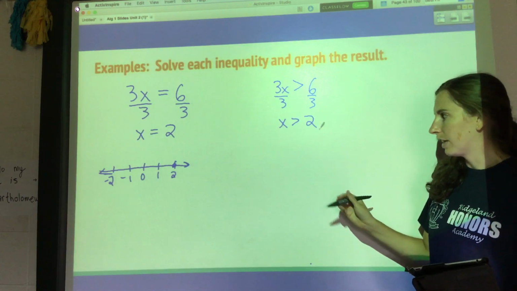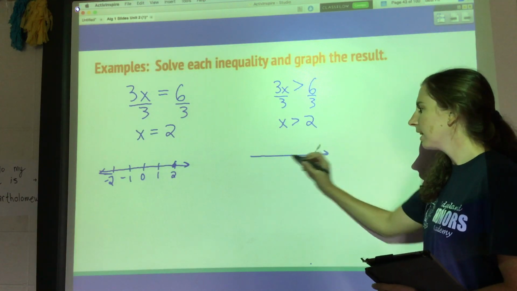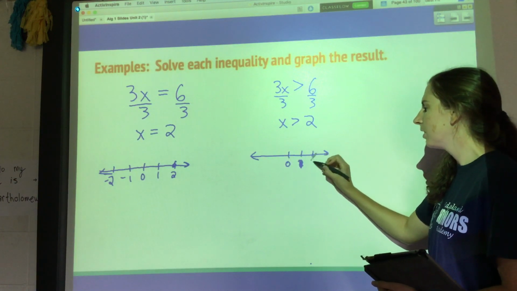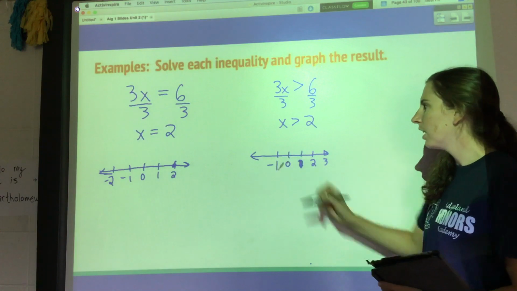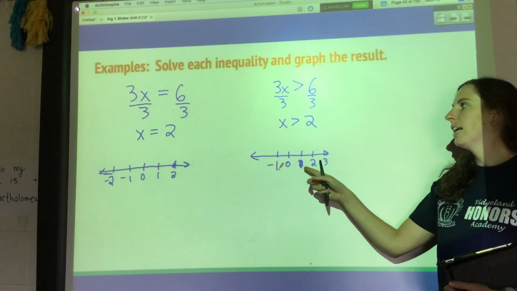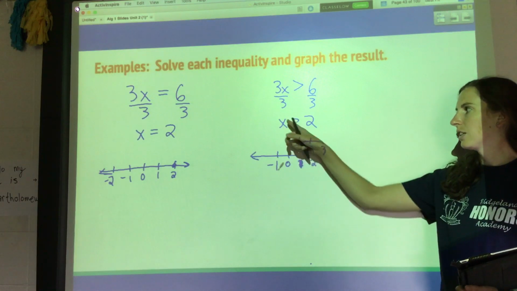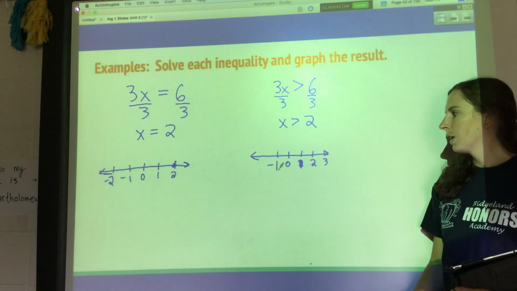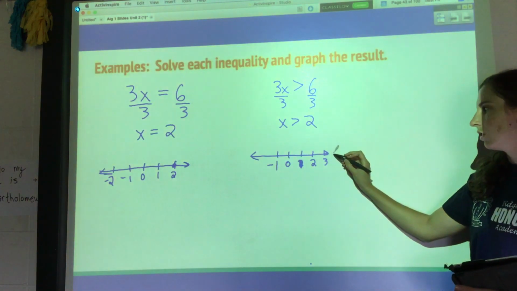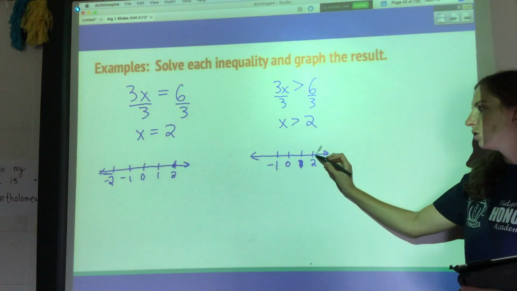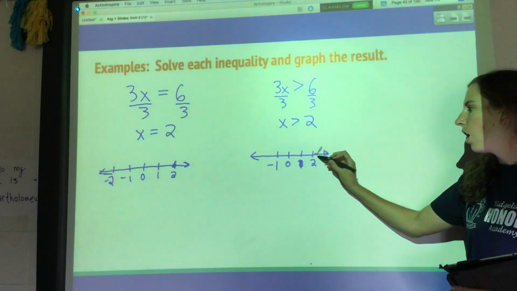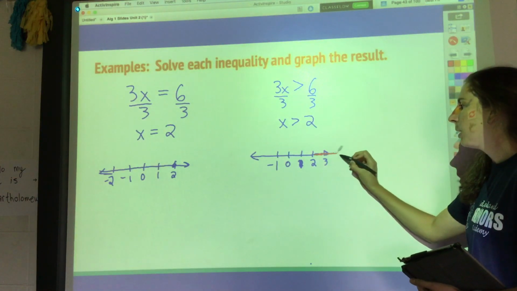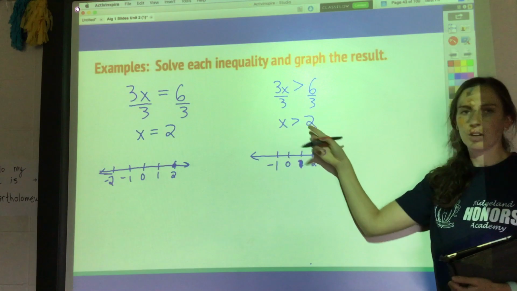If I wanted to graph this, basically what this is saying is I want to graph on the number line any value that is greater than 2, because I want anything that is bigger than 2. So that includes 3, and it includes 4, and it includes 5, it includes 2.1, it includes all of this. Let me use a different color. It includes all of this, but it doesn't include 2. 2 is not greater than 2.